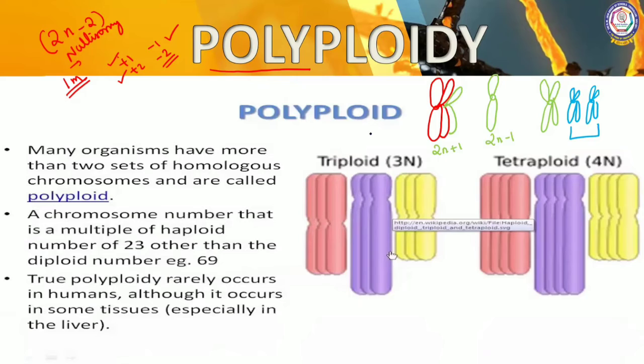You can see triploidy and tetraploidy. So how many? 3 extra pairs will be added in the normal set of the chromosome. Here 4 extra pairs will be added in the normal set of chromosome. So the condition is 3n instead of 2n. And here the condition is 4n instead of 2n. So let us read this one. Many organisms have more than 2 sets of homologous chromosomes and are called polyploids.